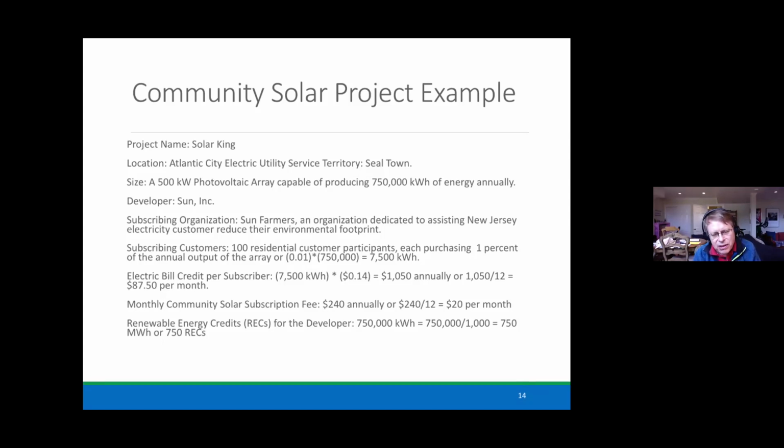And the subscribing organization I've called Sun Farmers, right? An organization dedicated to assisting New Jersey electricity consumers reduce their environmental footprint. And there are a lot of organizations, both those geared towards low and moderate income groups and also towards environmental groups, that are really actively promoting the use of solar, and community solar is one way to get there rapidly. Because again, large fields properly sited, properly maintained, producing large quantities of solar produced energy and exporting it into the grid. And in this case, I suggested that 100 residential customers would subscribe, and each one would purchase 1% of the annual output of the array, or about 7,500 kilowatt hours annually.